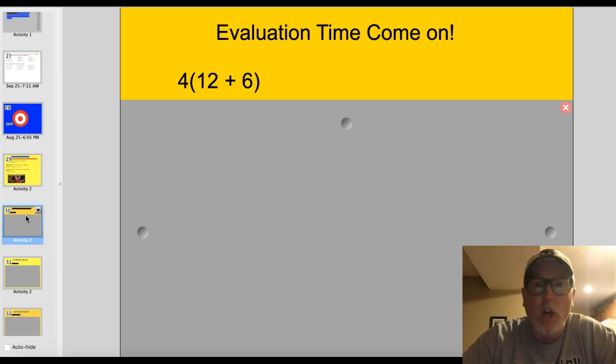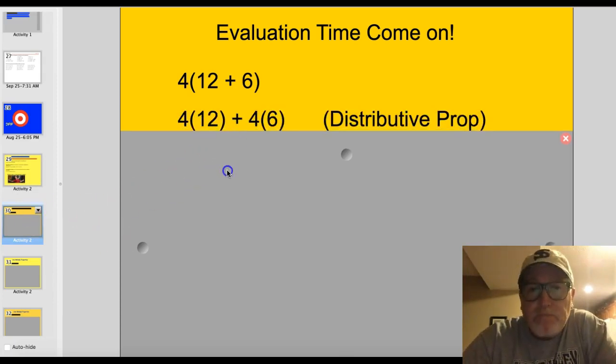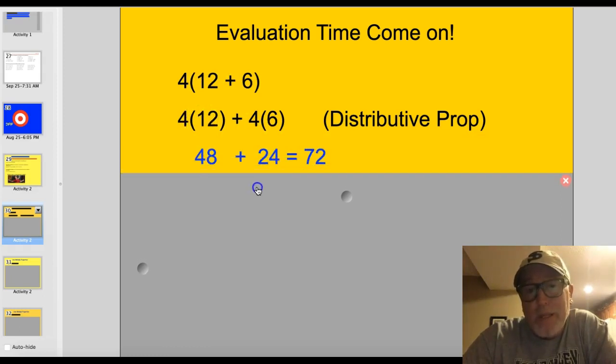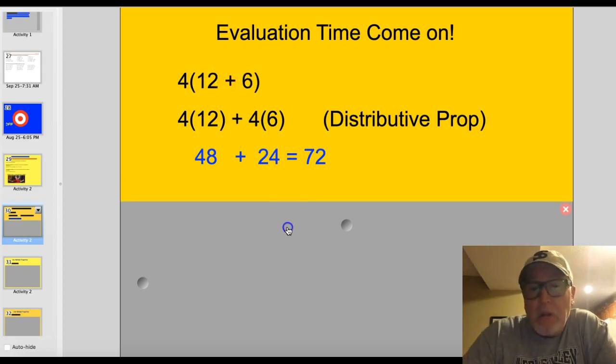Evaluate means solve. Well, if I were going to do this, I know that 12 plus 6 is 18, but I don't know what 4 times 18 is. But I do know that 4 times 12 is 48. I know that 4 times 6 is 24. And I do know that 48 and 24 are 72. Some people might know 4 times 18, it might be simpler for them. I didn't know what it was, so I distributed it out and it worked.